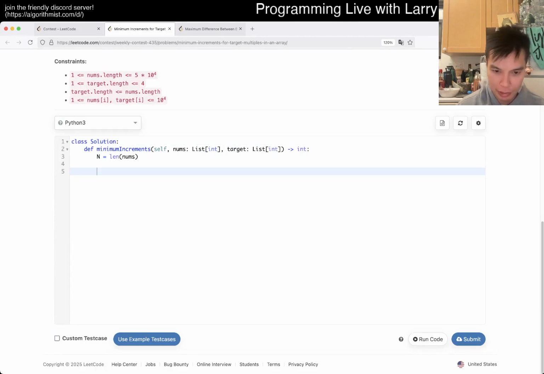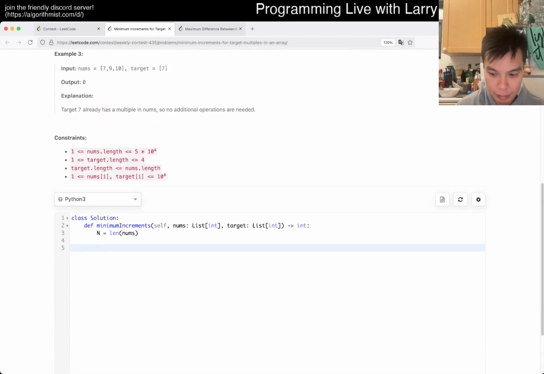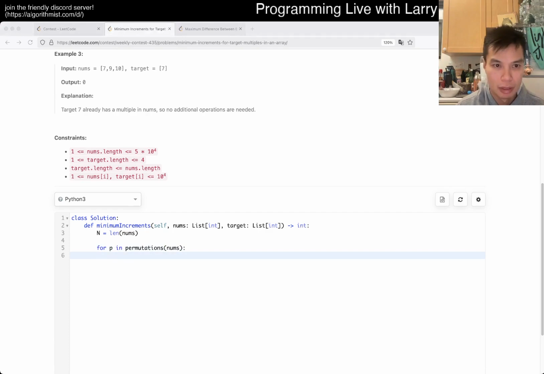Okay, I just have to write it. How do I do it? I think Python has other tools for it. Other tools, not permutations. Okay, fine. Permutations of nums, for p in permutations. I think that's fine.